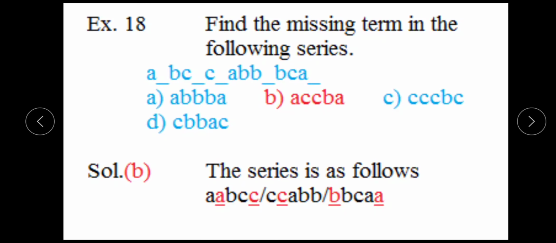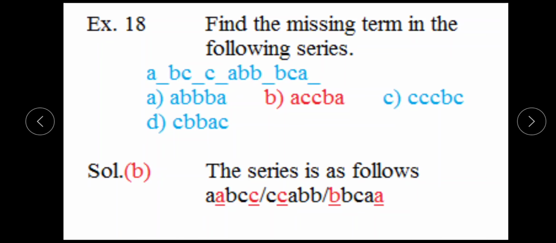Again we can see the next question. This is A blank B C blank C blank A double B blank B C A blank. If we count the alphabets, 4 plus 3, 7 plus 3, 10 plus 5, 15. It means these are 15 alphabets. It means the group can be of 5, 5 and 5.